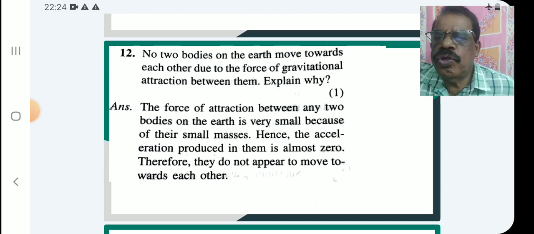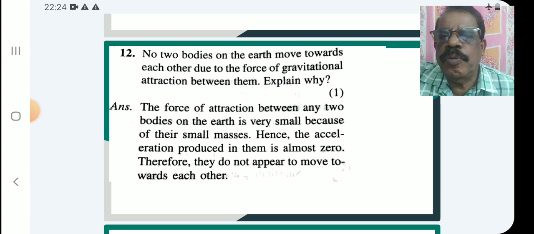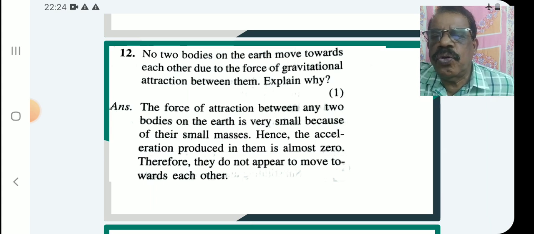Next question. Two bodies on the earth move towards each other due to the... Not two bodies. Two bodies on the earth move towards each other due to the force of gravitational attraction between them. Explain why.